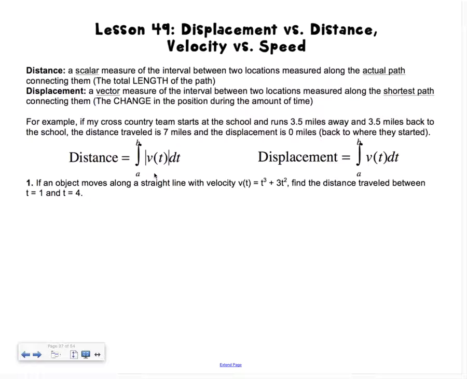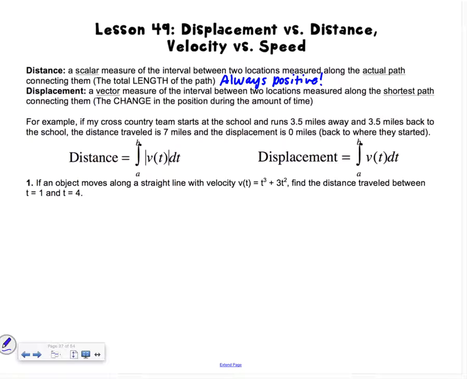So anyway, a distance is a scalar measure of the interval between two locations measured along the actual path connecting them. The thing to remember is that distance is always positive, okay? But displacement is a vector measure of the interval between two locations measured along the shortest path connecting them. So it's basically like you're connecting the starting position to the ending position and just finding that distance, okay? So that can be positive or negative.